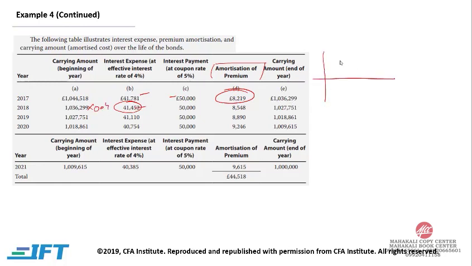Now we need to understand, if it is a premium bond, again it is going to converge towards the par. So in the end the carrying amount would be $1 million because each year the premium would be subtracted because we are paying more, that is we are paying 50,000 and our interest expense is less than 50,000. So we actually pay not only the interest but also some amount of premium.